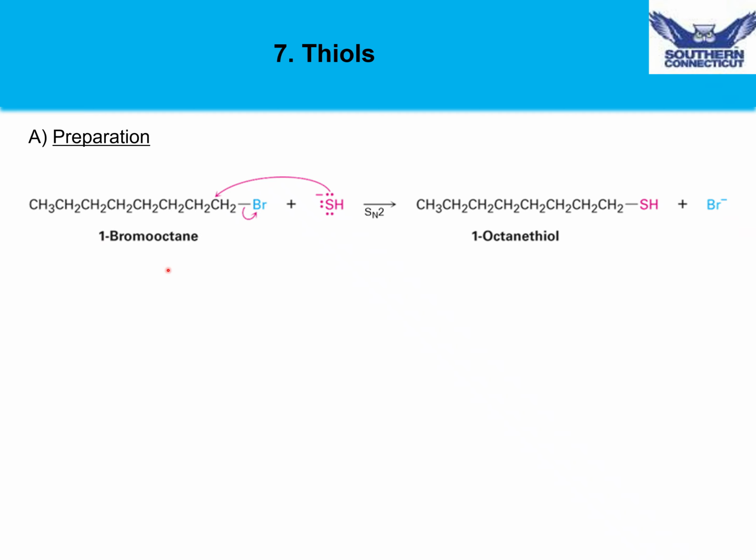One of the simplest ways to make thiols is by taking an alkyl halide and adding a thiolate ion. In an SN2 type reaction, the thiolate ion will attack the carbon with the leaving group and do an SN2 reaction to substitute in the thiol.